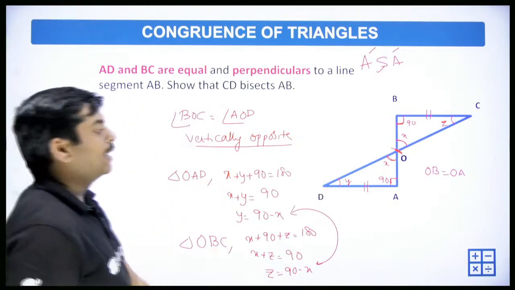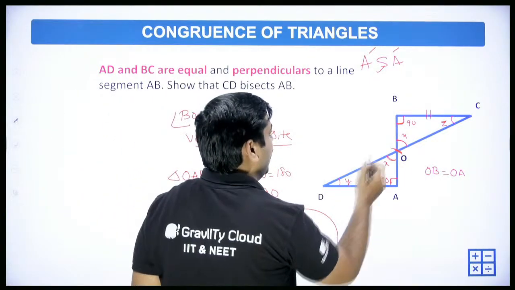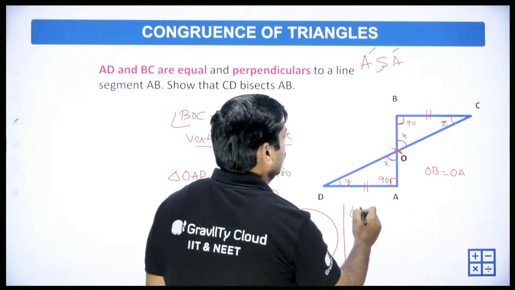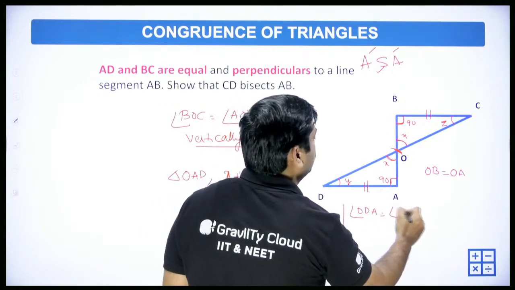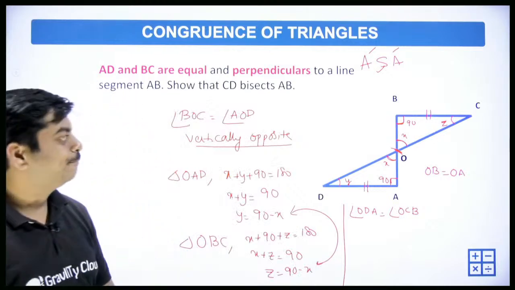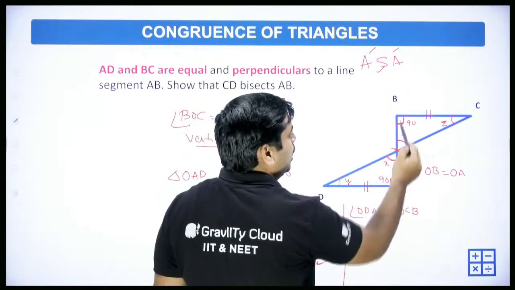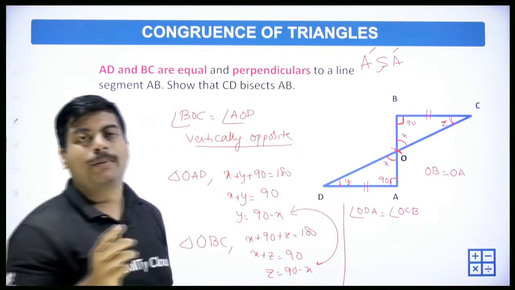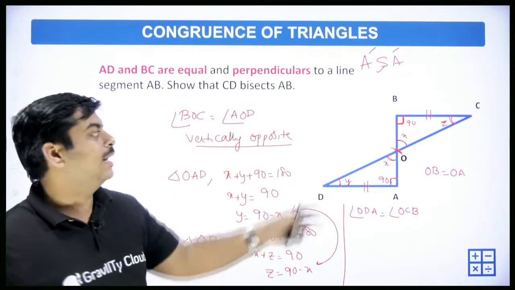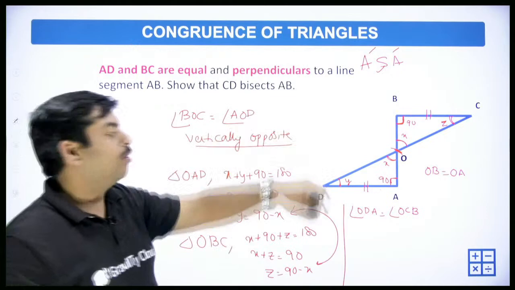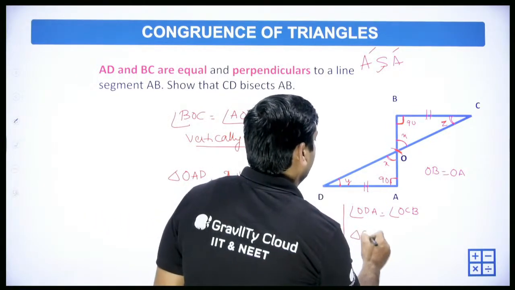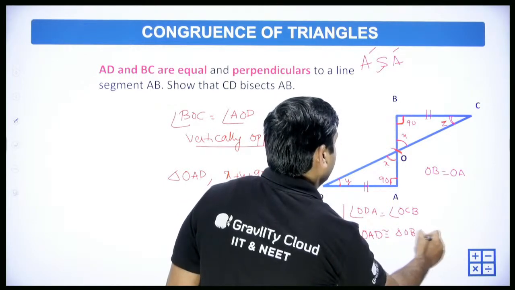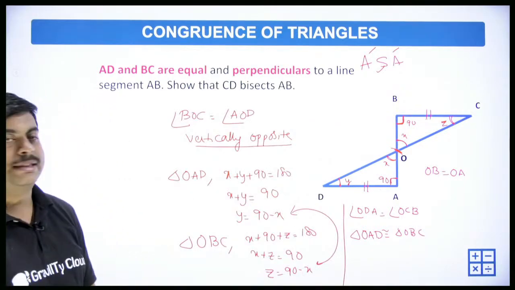So I can say that Y is equal to 90 minus X, or I can write it like this: angle ODA is equal to angle OCB. Now what I can say is, the side is equal, this angle is equal, and this angle is also equal. So using the ASA property, angle side angle, I can say that these two triangles are congruent. Triangle OAD is congruent to triangle OBC.